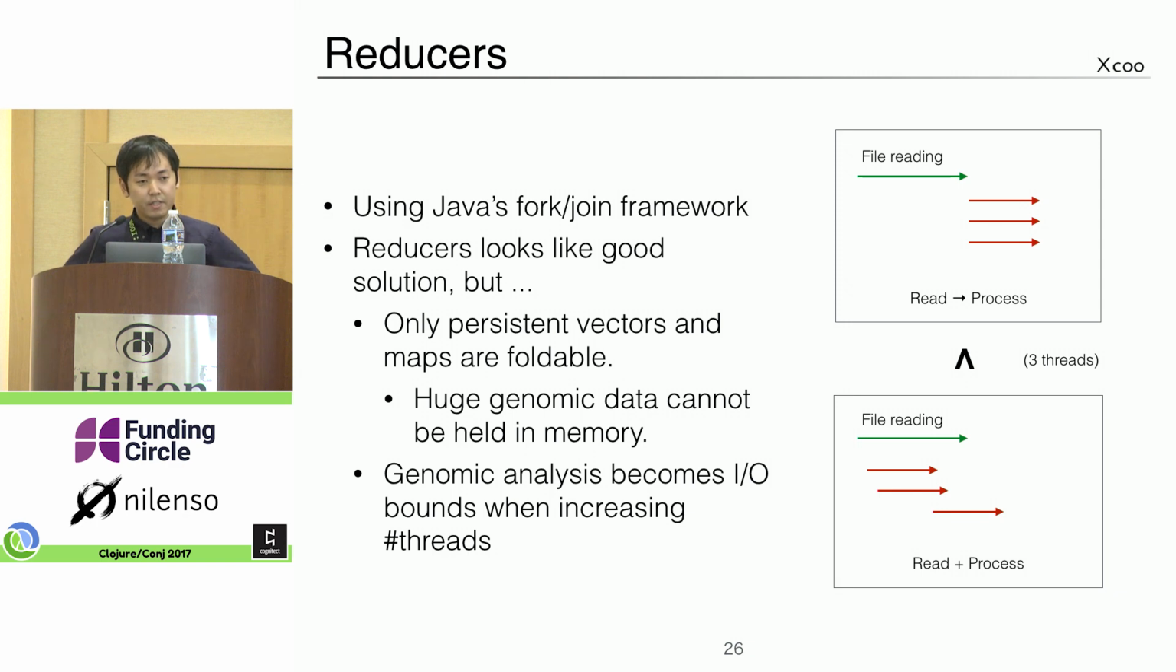The other reason is I/O bounds. File reading becomes a bottleneck when increasing the number of threads. If comparing the 2 ways, the above way is reading the file first and processing concurrently after that, and the below way is processing while reading the file. Comparing these 2 ways, the below way is faster in our case. Of course, that depends on machine specs or the analysis algorithm, but we don't use reducers for these reasons.